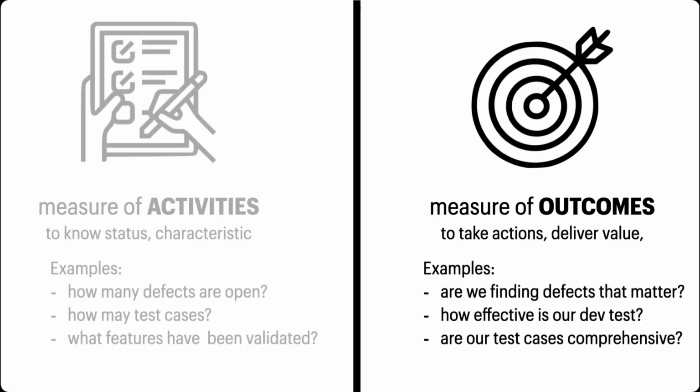Therefore, a measure of outcomes is useful to take actions to deliver value. Are we finding, for example, defects that really matter? How effective is, for example, early stage development testing? Later, maybe, how comprehensive are our test cases? Are we confident that it is reasonably well covered, and so on and so forth? This is just to give you an example. It's not necessarily comprehensive. I only zoned in on defects and test cases for this discussion.